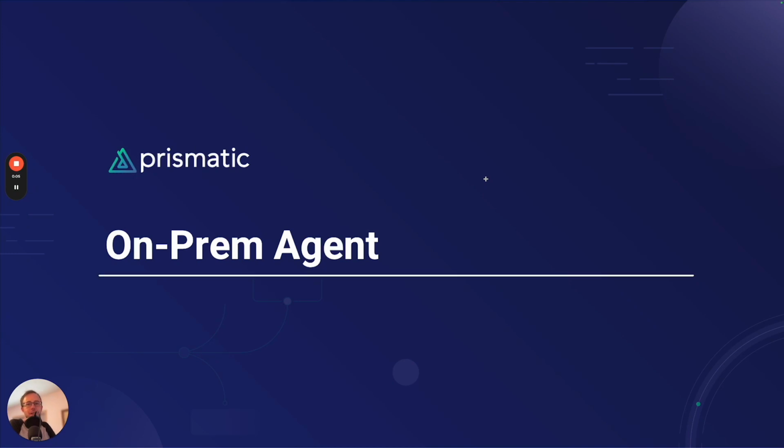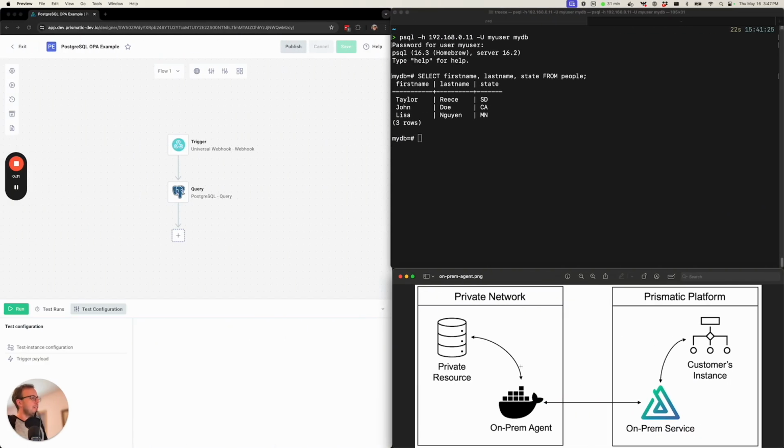Today I'm excited to share the Prismatic On-Prem agent, which is a tool that allows you to connect to resources that reside on your customer's private networks. This is handy if your customer has a service like a MySQL database or an SFTP server that's only accessible on their network. The On-Prem agent makes it possible to connect to those private resources from an integration that's hosted in Prismatic. So how does this work?